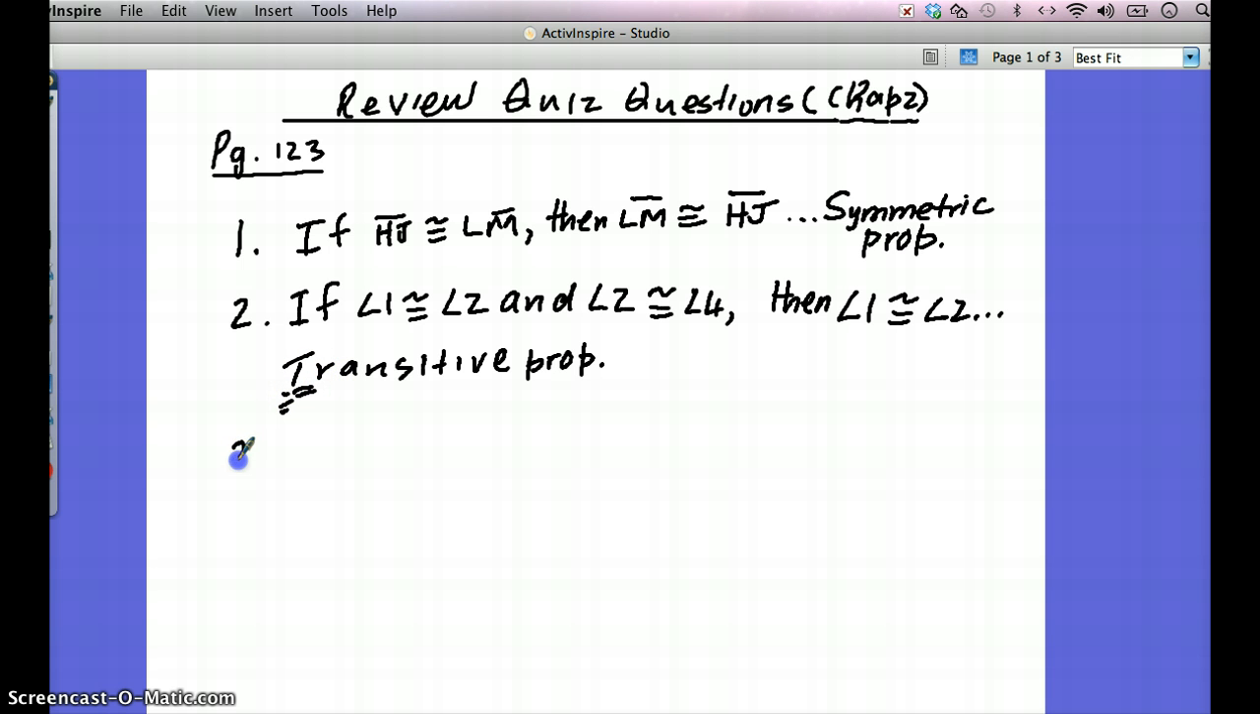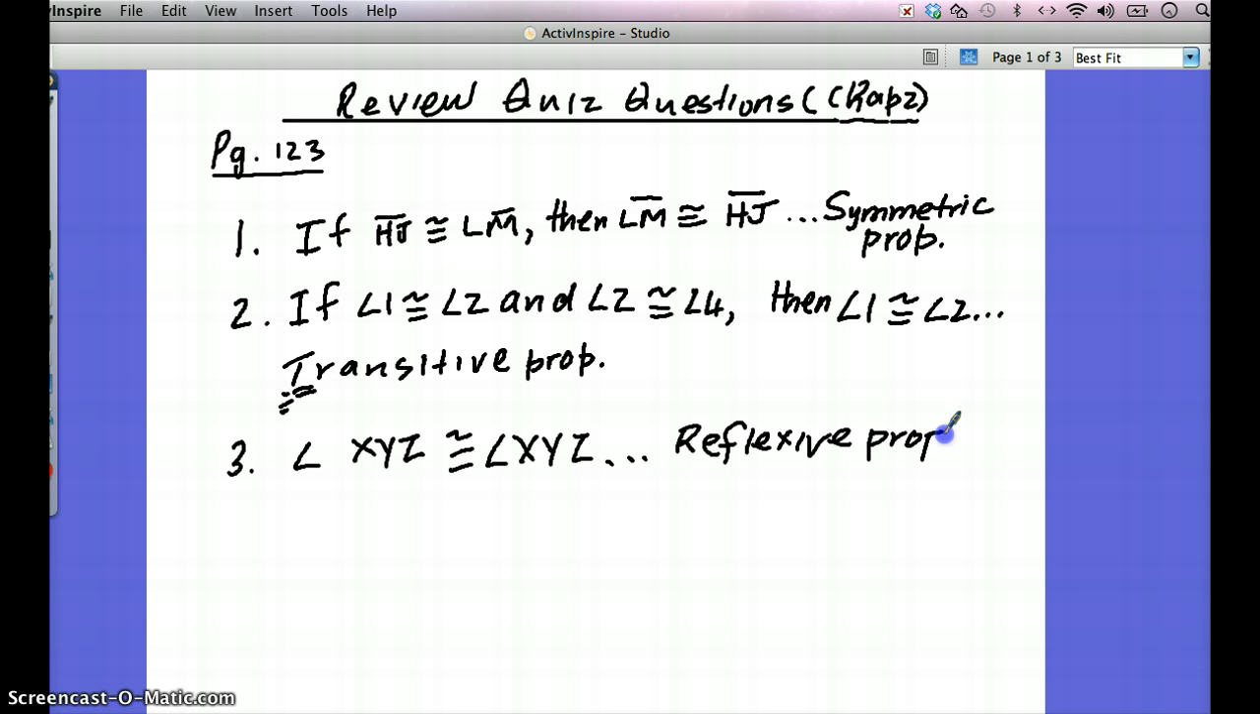All right, and finally, the third one says angle XYZ is congruent to itself. Looking in a mirror, who do you see? See a reflection of yourself, correct? So here comes the reflexive property. And again, I'd like you to write it like that. You are the same as yourself. 7 is the same as 7. 9 is the same as 9.